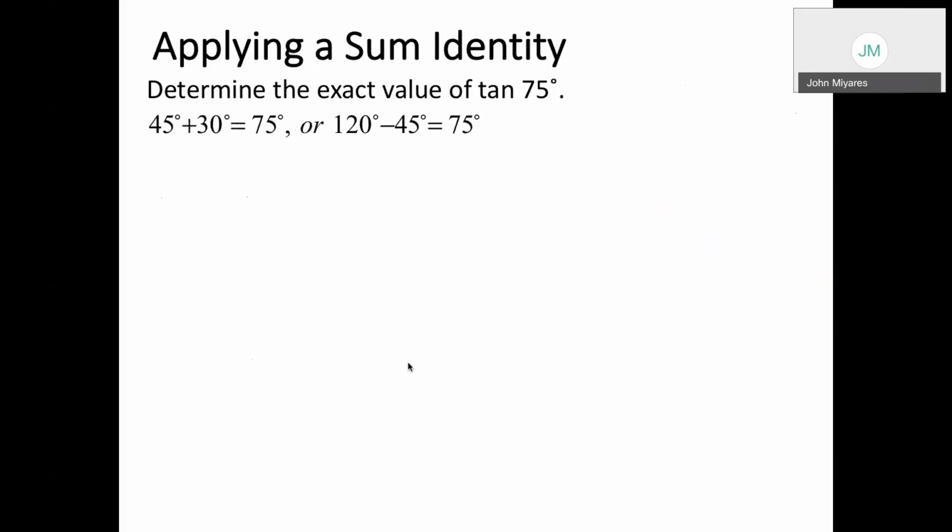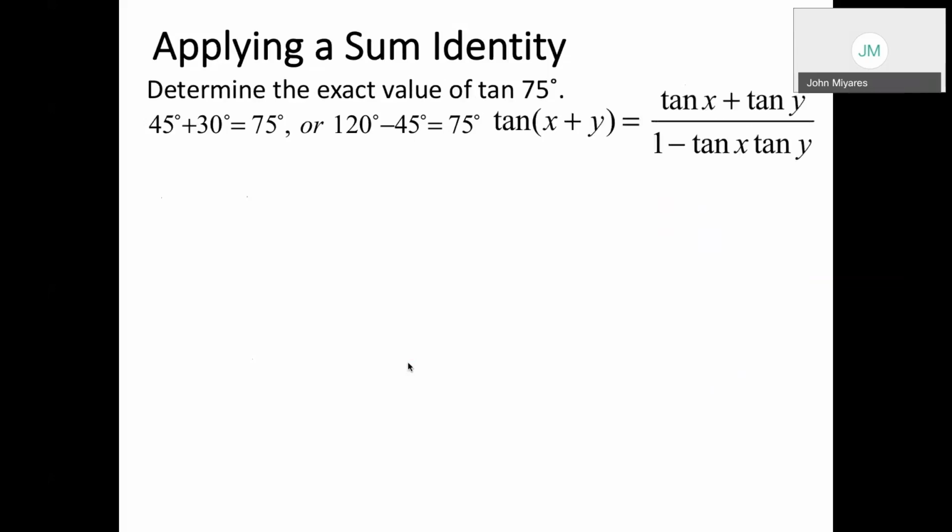I would probably be more inclined to use the first choice instead of the second because the angle measures 45 degrees and 30 degrees are all in quadrant 1. So I don't need to worry about one of the values coming out negative and losing a sign somewhere. The identity, as a reminder, is that the tangent of x plus y equals the tangent of x plus the tangent of y, all divided by 1 minus the product of tangent x and tangent y.